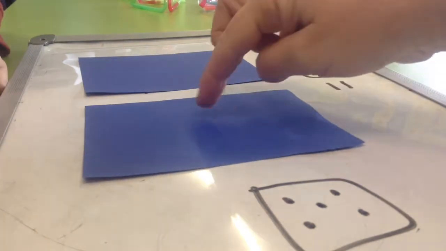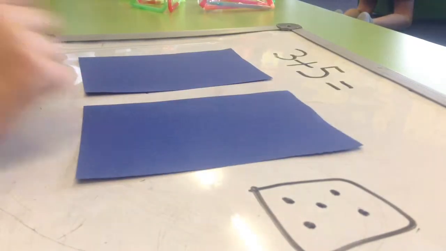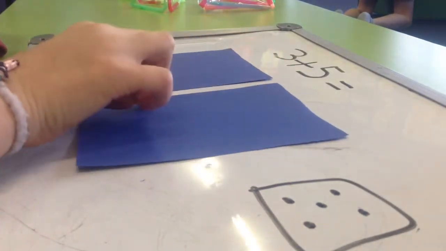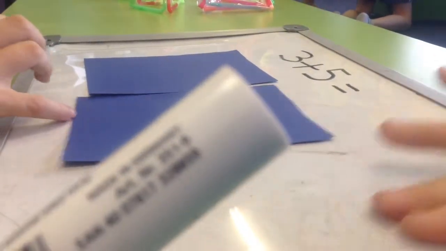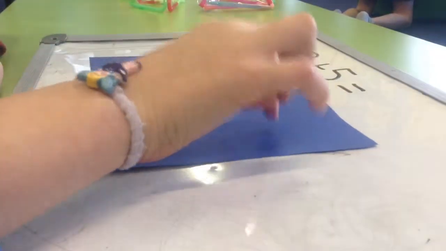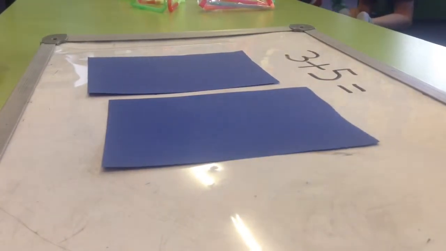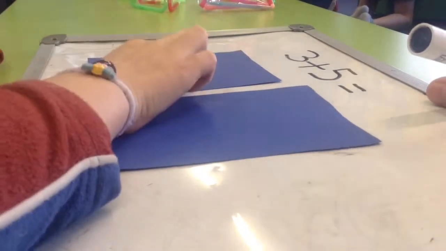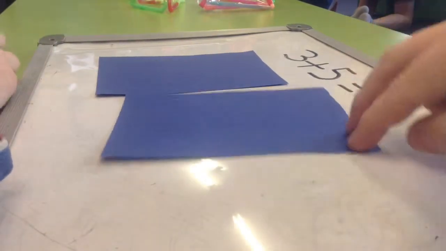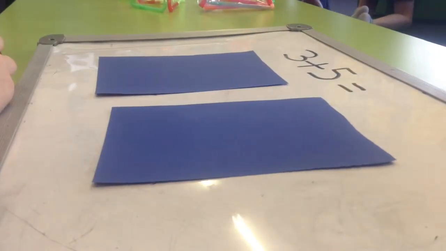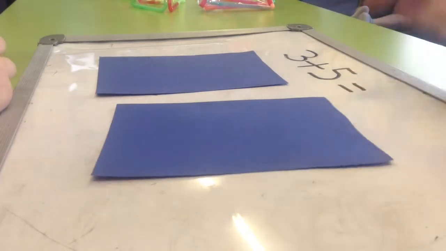1, 2, 3, 4, 5. Great. Do it again. 1, 2, 3, 4, 5. And how many are in this bag? 3. Count them on the bag. 1, 2, 3. Okay. So what number are you going to start counting from? Which one's the bigger number? 5. So how many are in that bag? 5.